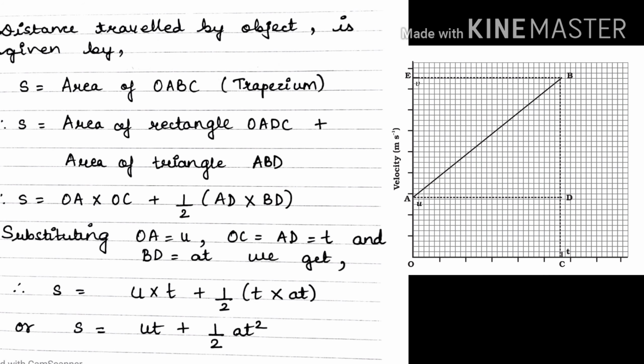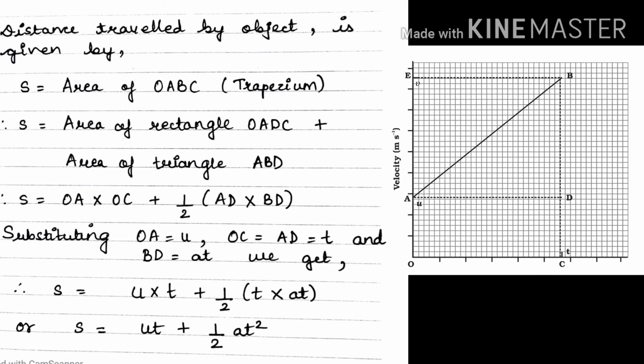We all know that in a velocity-time graph, the area under the line, or area under the curve, represents what? Displacement. Yes, it represents displacement. Here you can observe that OABC represents a trapezium.